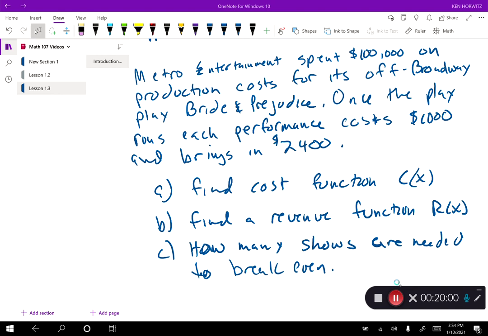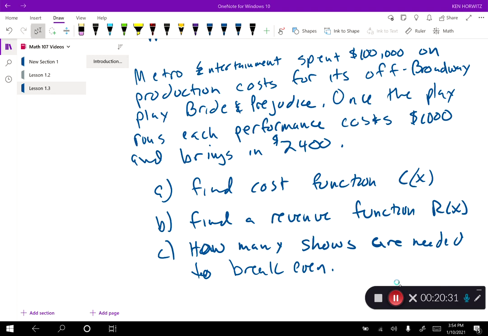All right, let's try this one as an example. Metro Entertainment Group spent $100,000 on the production cost for its off-Broadway play, Bride and Prejudice. Once the play runs, each performance costs $1,000 and brings in $2,400. A, find a cost function. B, find a revenue function. And then C, find out how many shows are needed to break even.